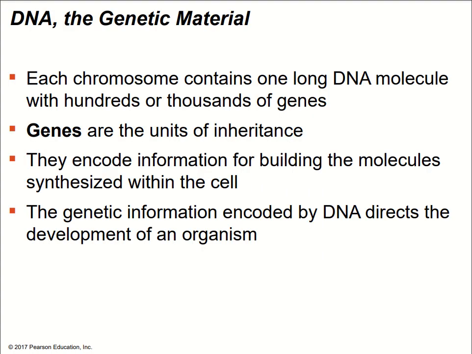Now, the genetic material, DNA: each chromosome contains one long DNA molecule with hundreds of thousands of genes that encode different functions and traits for an organism. Genes are the units of inheritance. They encode information for building the molecules that our cells produce. The genetic information encoded by DNA directs the development of an organism to the point where it starts exhibiting different traits or produces organs that have particular functions.